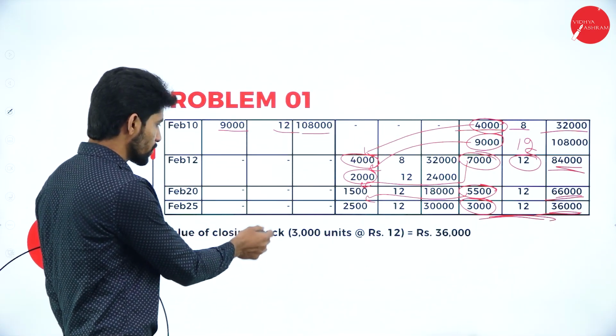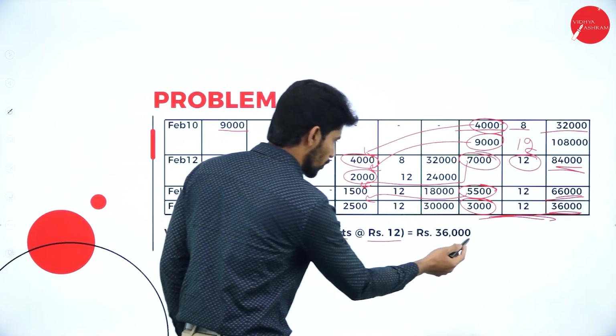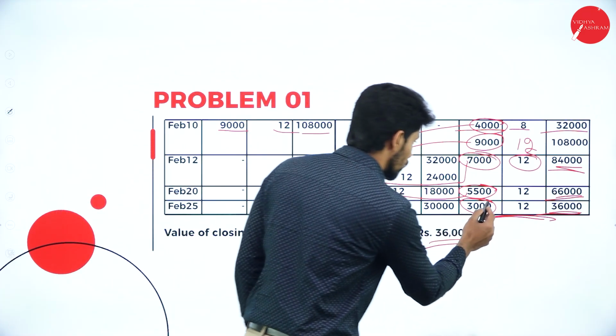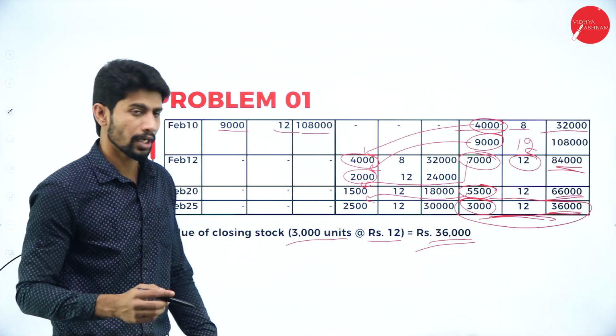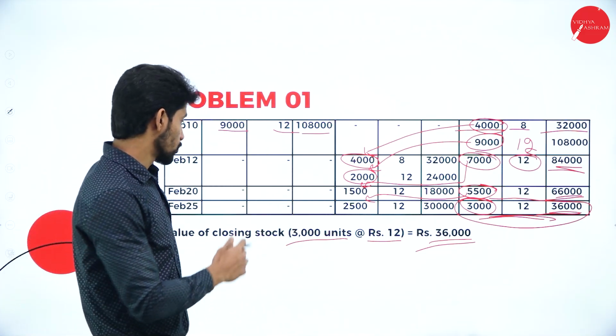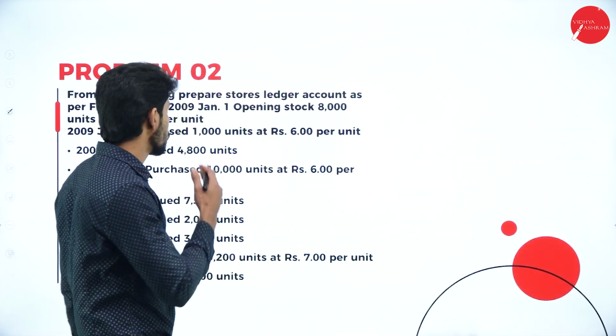So value of closing stock is 3,000 units at 12 rupees, and total value comes to 36,000. That is, whatever the balance we will be having on the closing date, this will be the closing stock. That is 3,000 units at 12 rupees per kg and 36,000 value. So this is how we are supposed to solve the problem. So next, moving on to problem number 2.